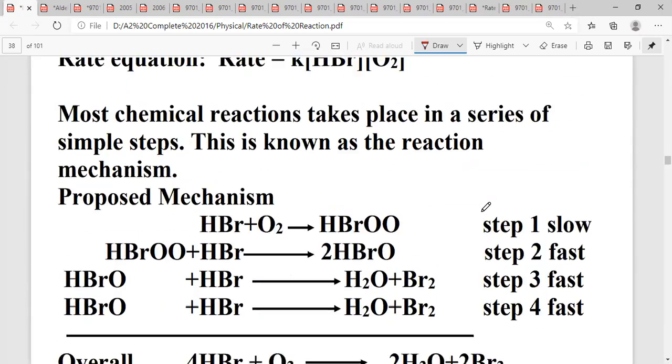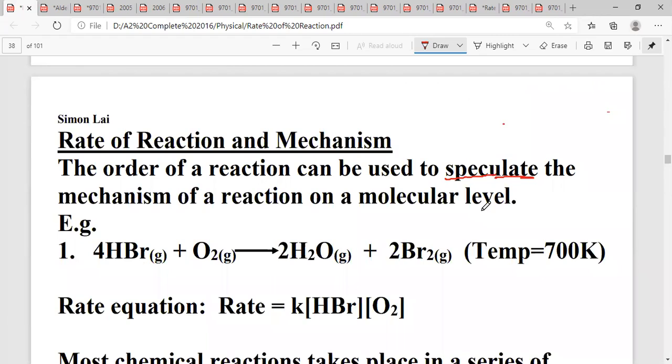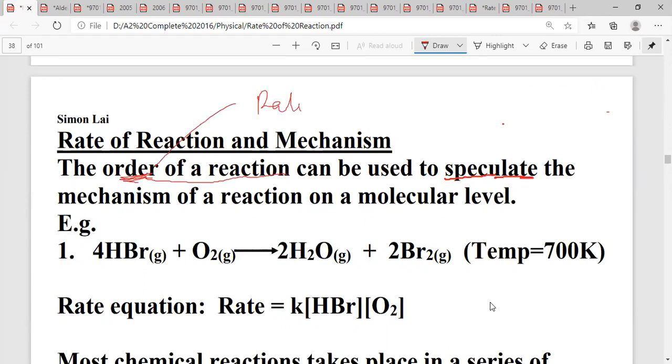Here we are. Now I'm going to use the first one here first. See, the rate of reaction and mechanism. The order of a reaction, we just determined the order of reaction. From order, of course, we determine the rate law: rate equals K, whatever, and here is HBr to the power a and O2 to the power b.